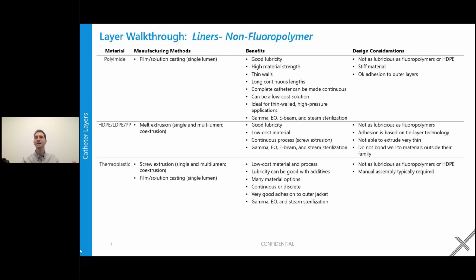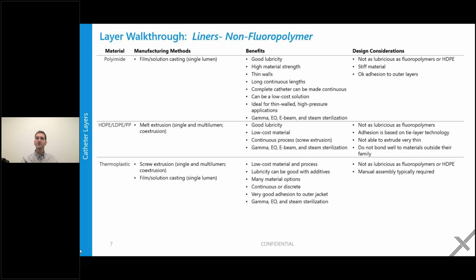Again, it's not going to be as good as any of the other materials on this list. It's not going to be as good as HDPE or polyimide or PTFE or FEP. But again, in some applications, it can be reasonably good and good enough for that specific application. And we've been using them more and more, especially with the additives that we can put in there that make them pretty good. You can run them continuous or discrete. You can gamma, EO, and run through all sorts of different types of sterilization, and they're pretty easy to assemble, reflow, melt, just like we do with the rest of our jackets as well.